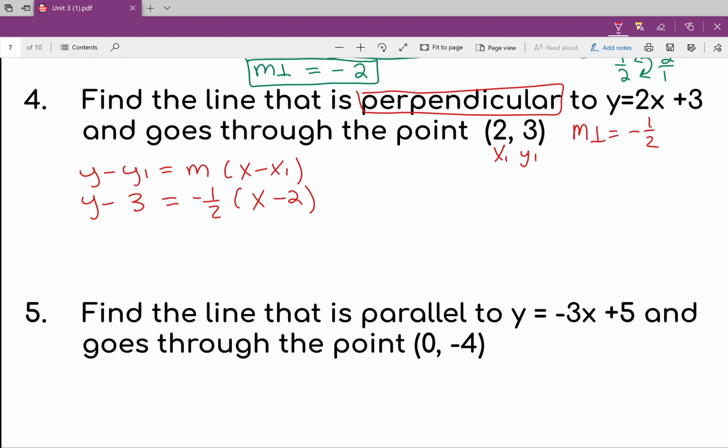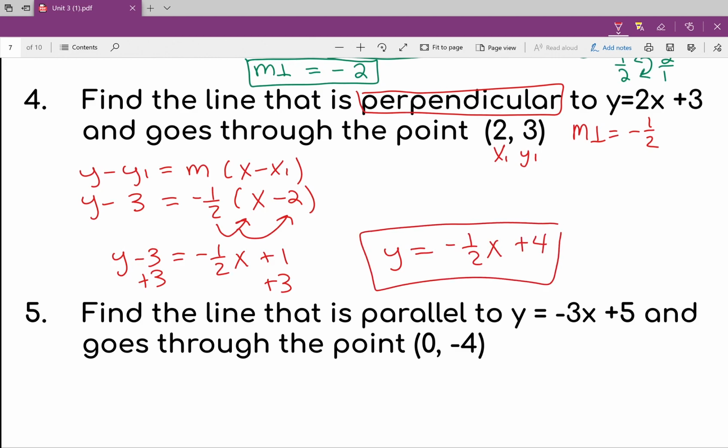Okay, so all I want you guys to do from here is just get it in slope-intercept form, y equals mx plus b. So first we're going to distribute the negative 1/2. So I get y minus 3 equals negative 1/2 x, and negative 1/2 times negative 2 is positive 1. And then we add 3 to both sides, and we get y equals negative 1/2 x plus 4. That's our answer. We know our answer is correct because look at our original slope. Our original slope was 2, and now our new slope is negative 1/2. So they are perpendicular to each other.